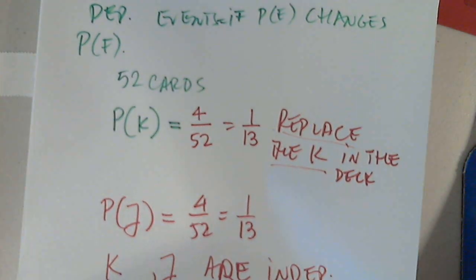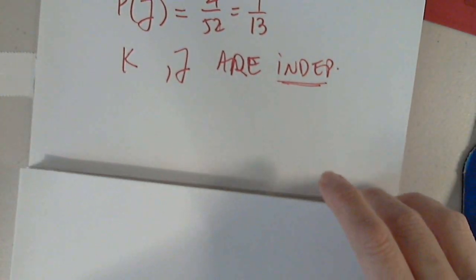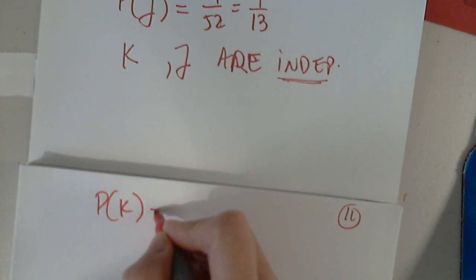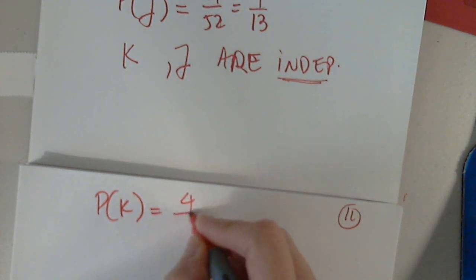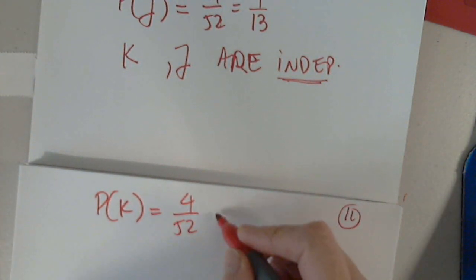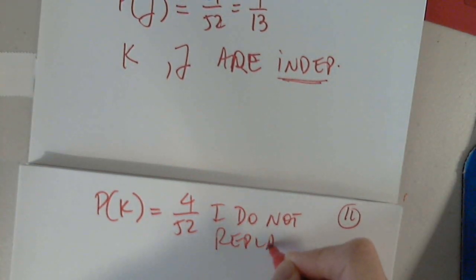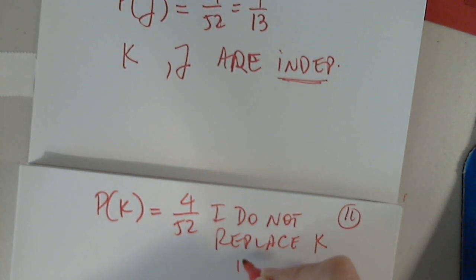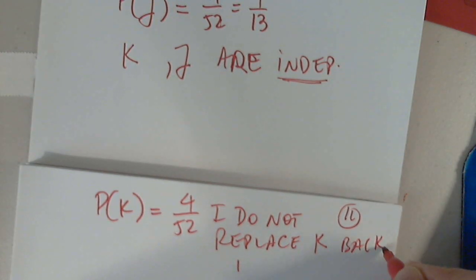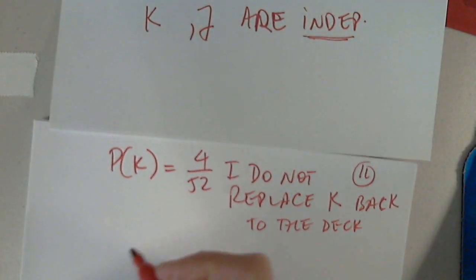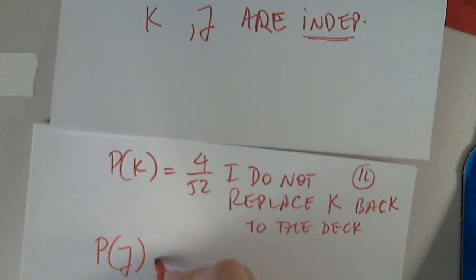Here's the second example now. Same deck of cards. I'm selecting a king again. What are the chances? 4 over 52. I do not replace the king back to the deck. What is the probability of selecting a jack now?